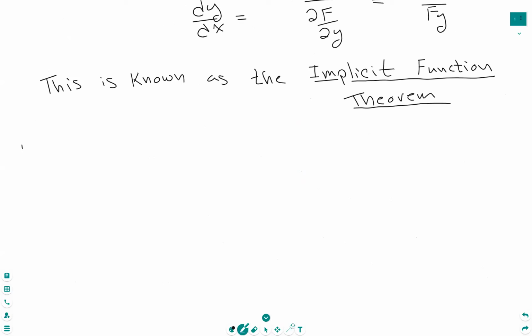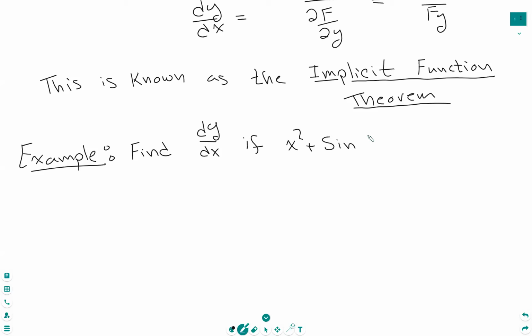So we're going to find dy dx when we have that x squared plus sine of y minus 2y is equal to 0. And we're going to do it the Calc 1 way first, and then we're going to see how much easier it is doing the Calc 3 way.